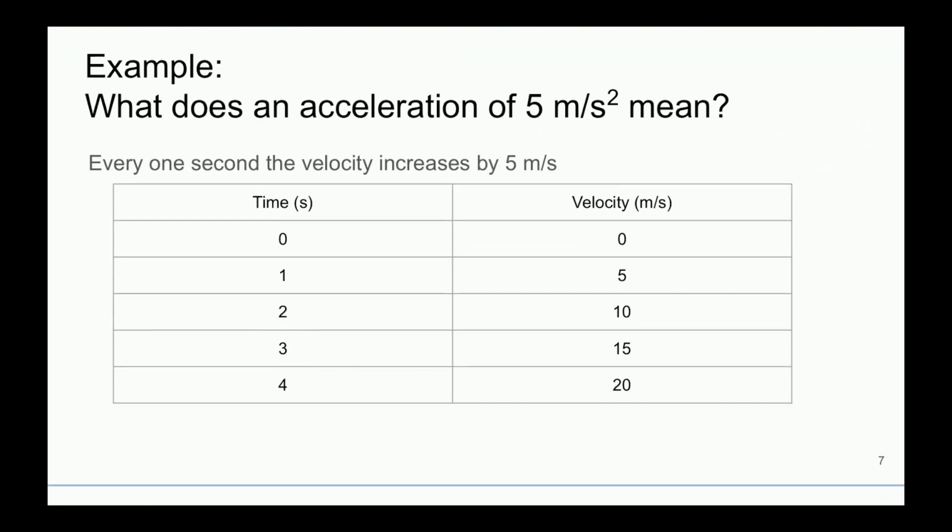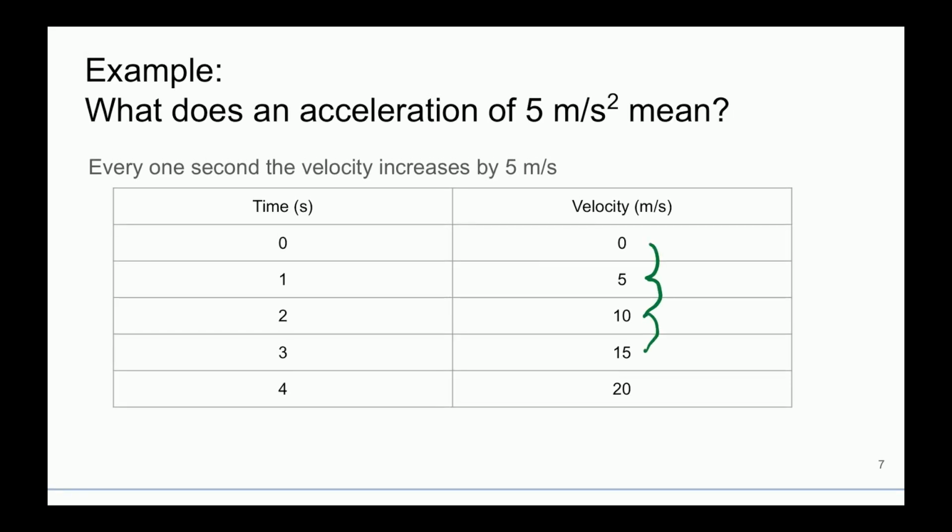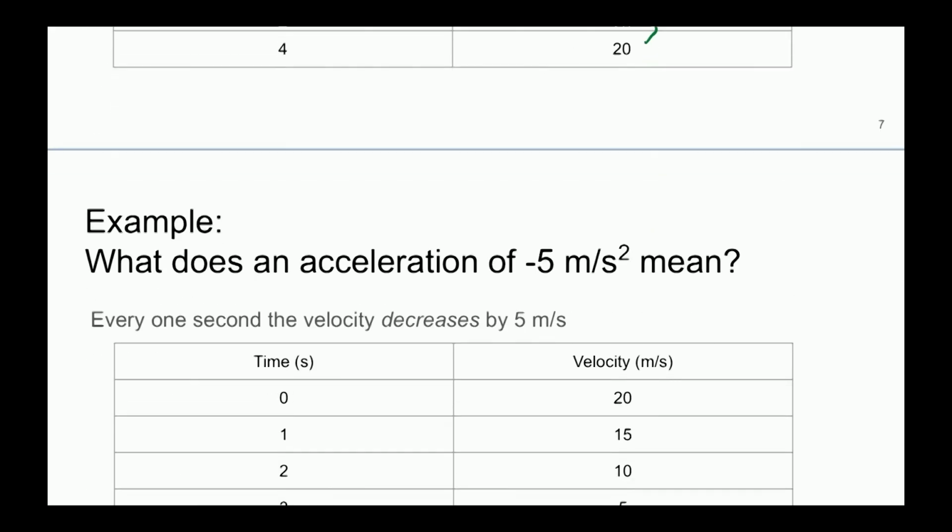All right, so let's look now at this slide here in this table about what an acceleration of 5 meters per second squared means. It just means that every 1 second, the velocity increases by 5. So if I had to make a data table, I would say at these different times, every time a second goes by, I get 5 more velocity units, right? 5 more meters per second. I'm going faster and faster. That's an acceleration of 5 meters per second squared.